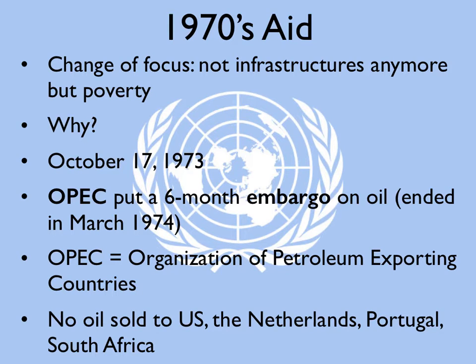So it means that for about 6 months, no oil was sold to first the US and then 3 other countries, the Netherlands, Portugal, and South Africa.